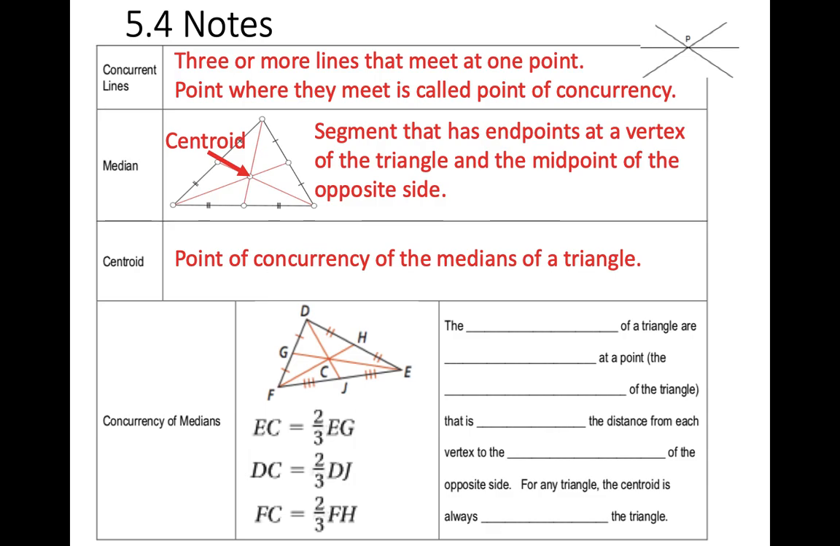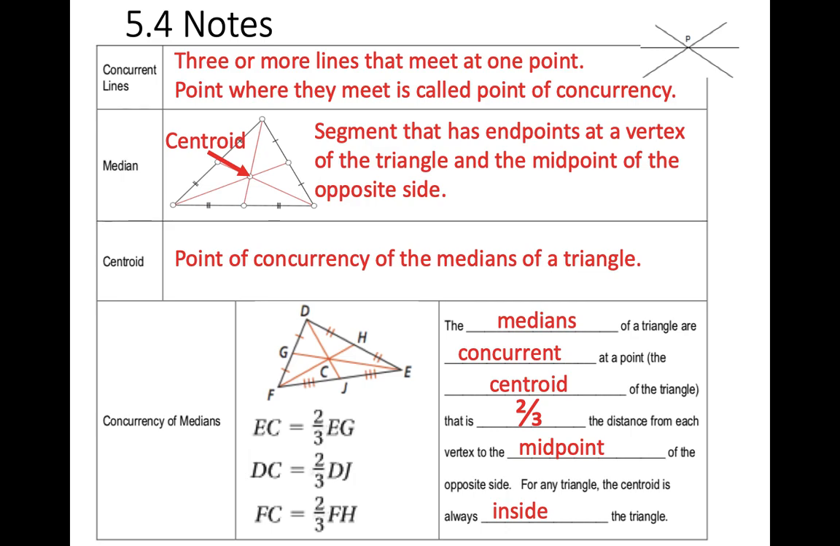So putting this all into English, the medians of a triangle are concurrent at the point which is called the centroid of the triangle. That is 2/3 the distance from each vertex to the midpoint of the opposite side. And for any triangle, the centroid is always inside the triangle.